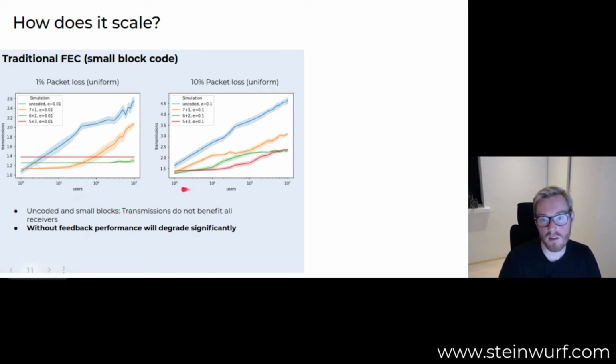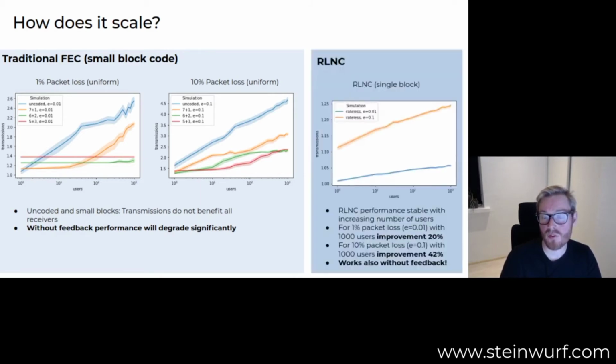If we take a look at the 10% packet loss case, we see a similar picture. At 100 receivers, we see the uncoded system now has to basically retransmit everything about 3.5 times. And again, we see a similar improvement by using the traditional small block FEC code. But the question is whether or not we can actually do better than this. And it turns out that if we use something like the RLNC code, it's actually possible to do even better. And this is what we've tried to simulate here.